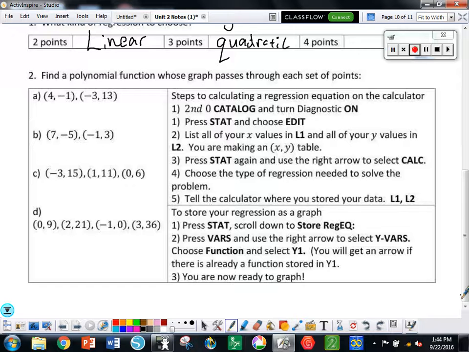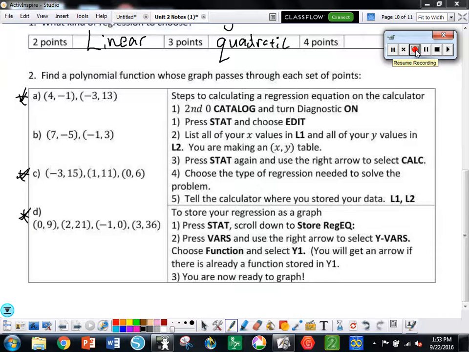Okay, I'm going to push pause after I tell you which ones. So this one right here, I'm going to ask you guys to find the line. Why is it a line? Two points. What's this one going to be? Quadratic, because it is 3 points. What's this one? Cubic, because it is 4 points. So now I'm going to push pause for a moment, and I'd like you guys to use your calculators to find what those are for me. Okay, go ahead and do so.